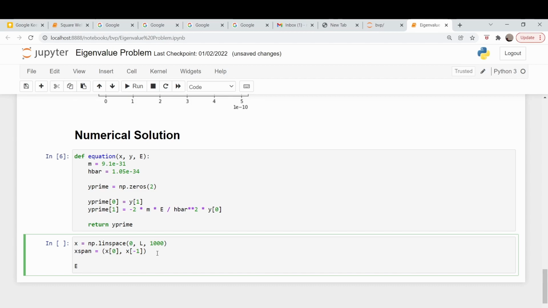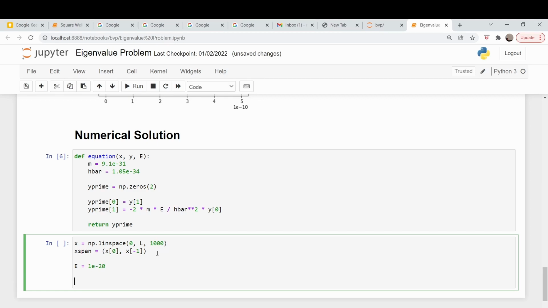This is the value we're going to adjust for our shooting method, and I'm going to pick it to be 1 times 10 to the minus 20. Now let's set up the rest of our solver here. Since we're using an initial value problem solver, we have to pick our initial values. So I'm going to set y0 equal to a vector at x equal to 0. We know what that wave function is. It's 0, but we don't know the derivative of that wave function.